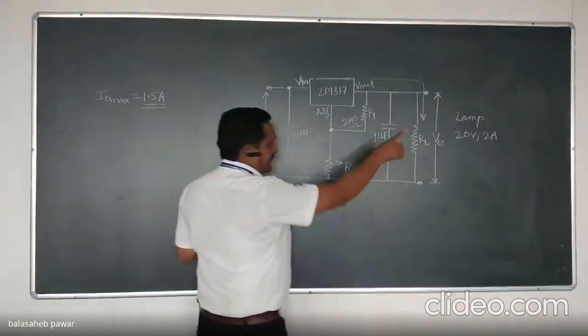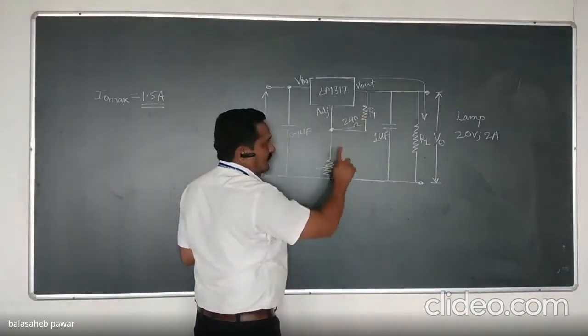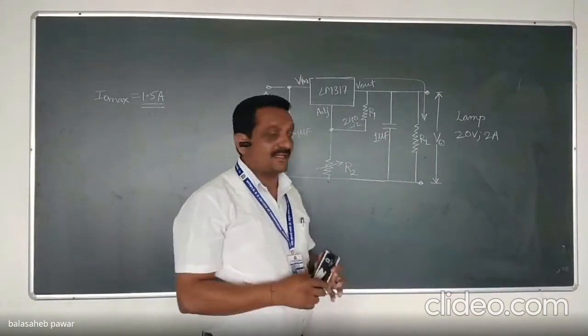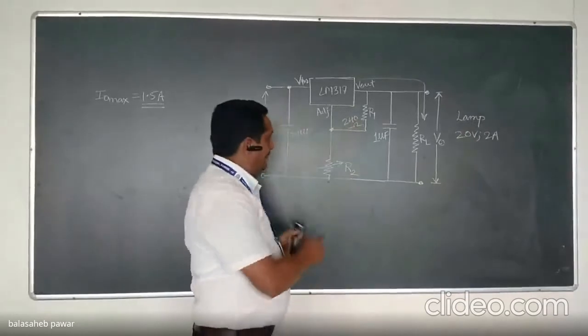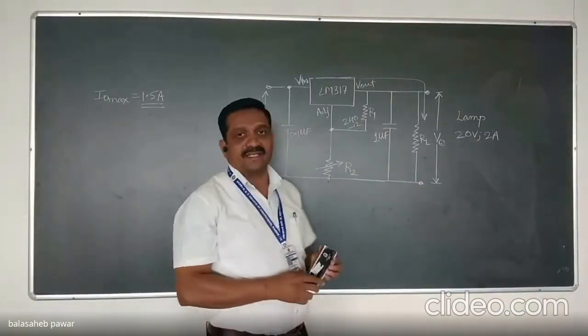We will set the output as 20 volt by resistor R2. These two resistors will set the output voltage as per our desired value. Right now, our desired value to operate this load is 20 volt. So easily we can manage this R2 so that the desired output, that is 20 volt, we can achieve.